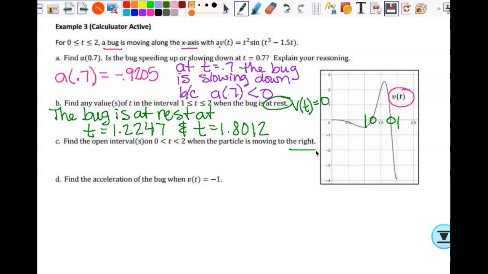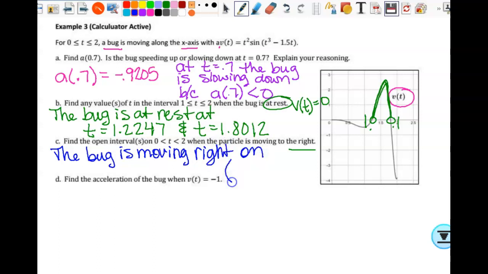That's one thing you want to remind yourself. The graph you're looking at, either here or on the calculator, is the graph of the velocity function. This is where it is positive, right? And now we know the beginning and the ends of that interval, so we don't have to go and do anything else. We can say the particle is moving to the right, or not the particle, it's the bug this time. The bug is moving right on the interval from 1.2247 to 1.8012.